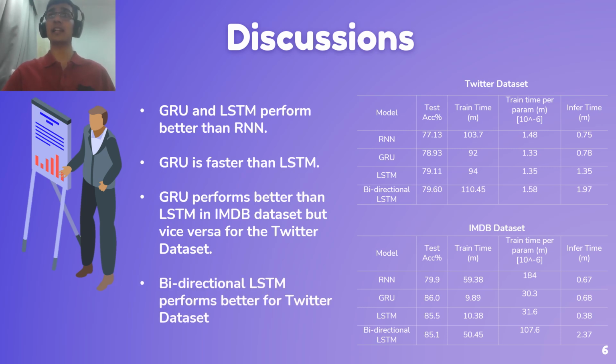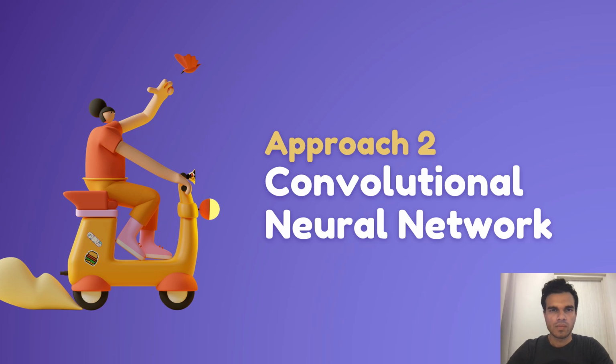Lastly, the bidirectional LSTM performs better for the Twitter dataset because the huge number of trainable parameters in the model overfits on the small number of training samples in the IMDb dataset. But on the other hand, it provides better results with the huge number of training examples in the Twitter dataset. Now, let us take a look at our second approach of using convolutional neural networks.